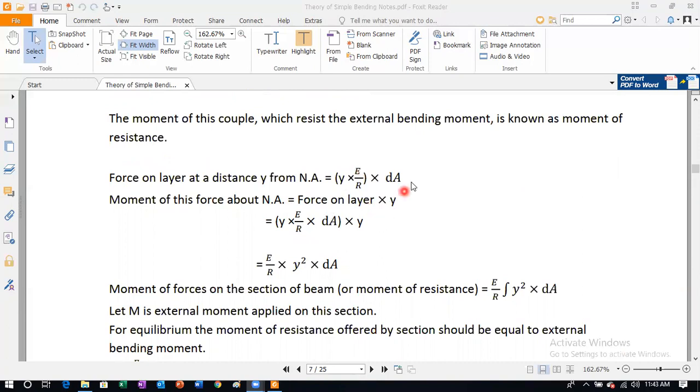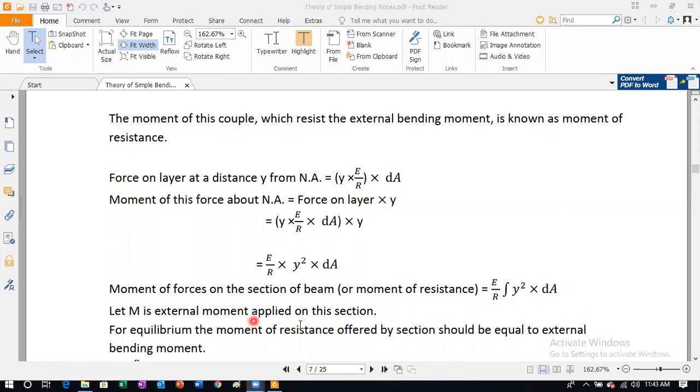The force on the layer is y multiplied by E upon R multiplied by dA, and we multiply by y, the perpendicular distance from the neutral axis. So finally we will have E upon R multiplied by y square dA. And we integrate it for the whole section of the beam. E upon R is constant, so it remains outside the integration: E upon R integration of y square dA.